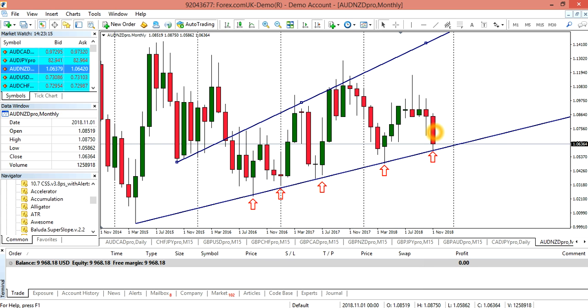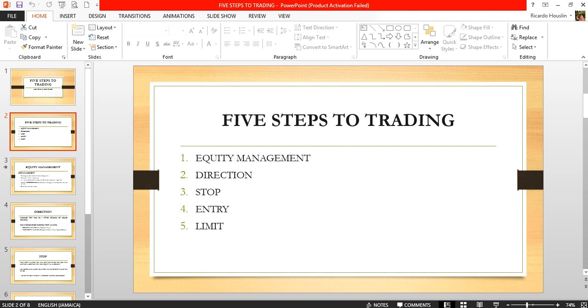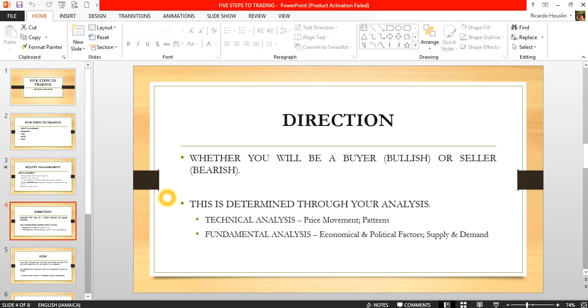Right? So I analyze this market and I say, okay, well, my direction is up. Now I already fully am convinced that I want to buy this market. So we have our direction. Now, like I say, your equity management is up to you. But I'm going to give you an example. We have our direction. We have determined that we're going to buy this market. We have determined it through technical analysis.